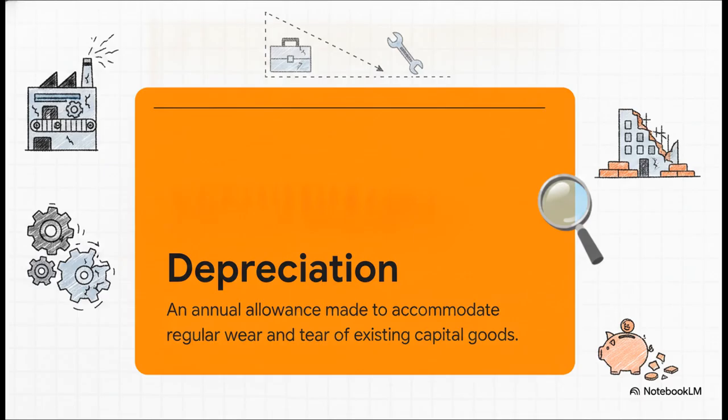Say, a factory machine with an expected 20-year lifespan. A significant part of our current economic production just goes toward maintaining what we already have. This expected wear and tear is called depreciation. We absolutely have to account for the fact that our capital is constantly being used up.